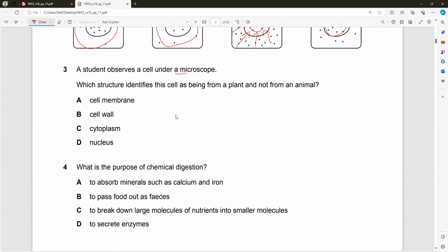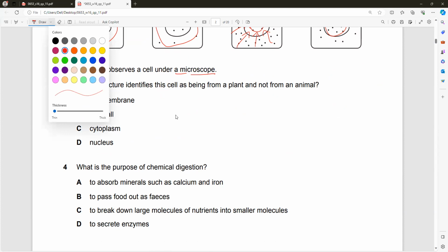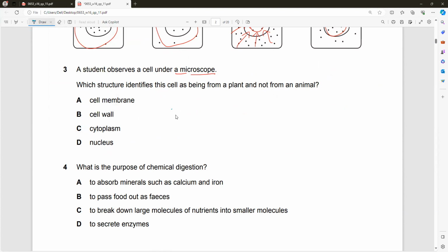Next, a student observes a cell under a microscope. Now in this paper, there is one and only takeaway question, that is about tropisms, I will show you, and after that you will understand. A student observes a cell under a microscope. Which structure identifies the cell as being from a plant and not from an animal? Anybody? There is a difference between animal cell and plant cell. Yesterday also we studied. Cell wall. Very good.